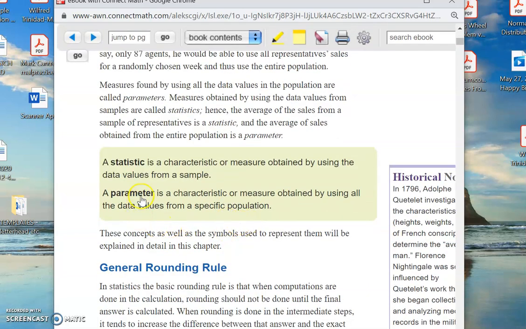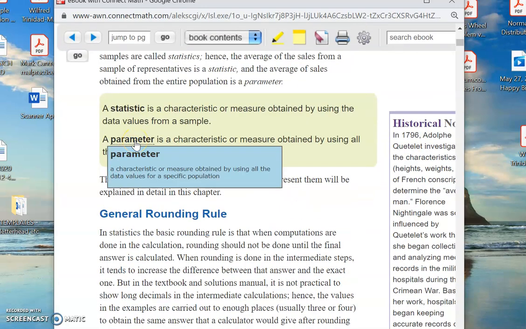On the other hand, a parameter might be the exact same thing. It might be the average. But the parameter is a characteristic or measure obtained by using all of the data values from a specific population. Very, very confusing. That's why I'm trying to really stress this. Let's take the average. If I'm talking about the average, hopefully we all know what average is, but we'll learn about it in a minute. If you're taking the average and it's a sample, it's called a statistic. If you're taking the average and it's from the population, it's the exact same concept, but instead of calling it a statistic, we call it a parameter.